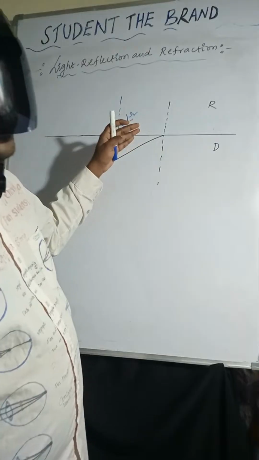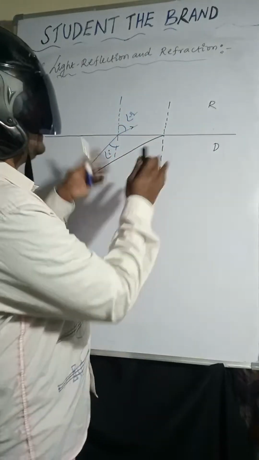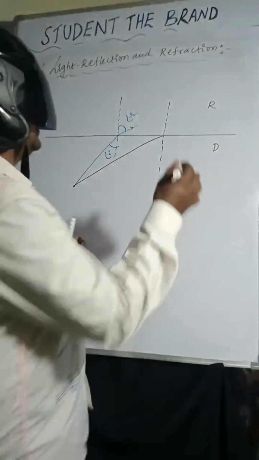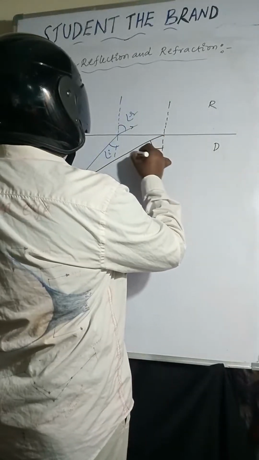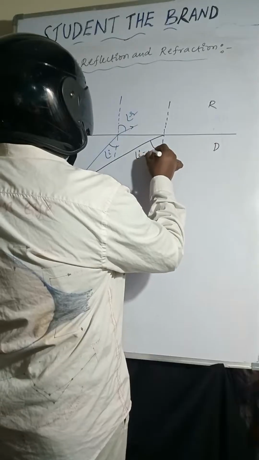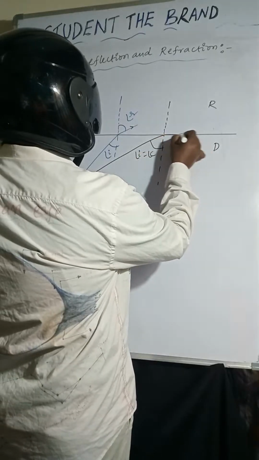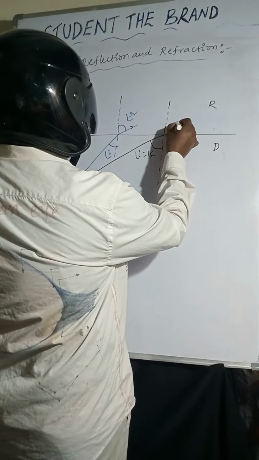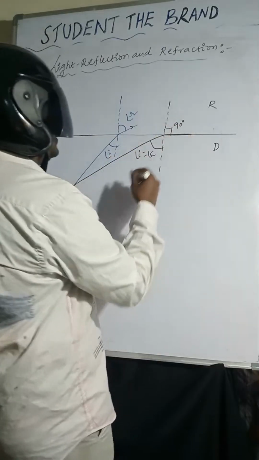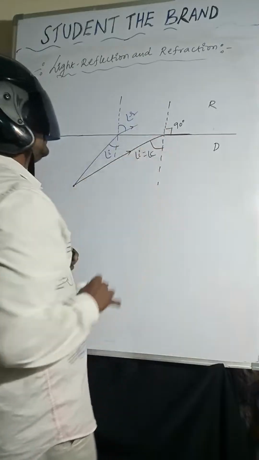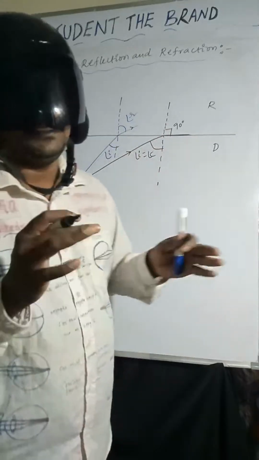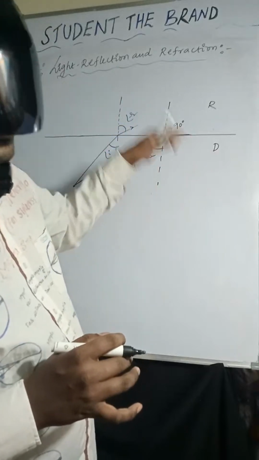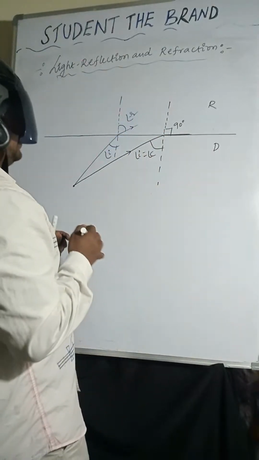Now I am considering light rays at a certain angle of incidence. At this angle of incidence, the light ray passes or grazes along the surface. It makes 90 degrees with the normal line. That angle is called the critical angle.